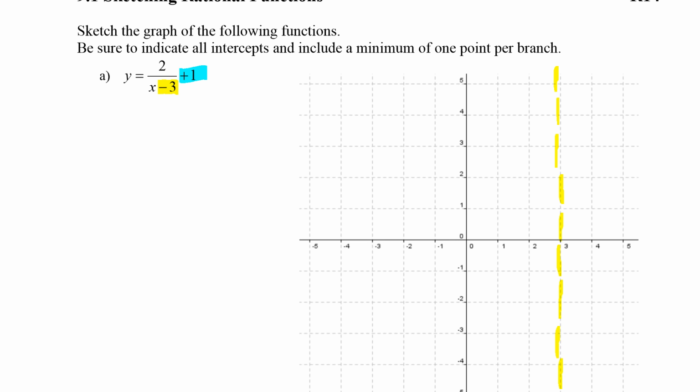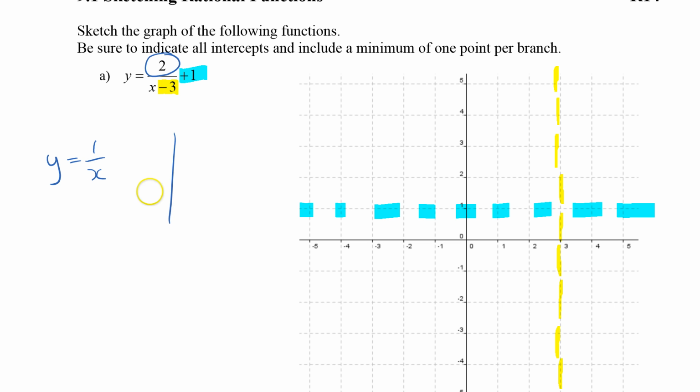And so I'll do that one with yellow, and then I get a horizontal asymptote when y is equal to 1. So with my blue here, I'll just put that asymptote in there. And now looking at the 2 here, I'm looking for two values that multiply out to 2. So let me explain how that works a little bit. If I just look at y is equal to 1 over x, maybe that's the simplest, and we know we get this kind of a pattern.